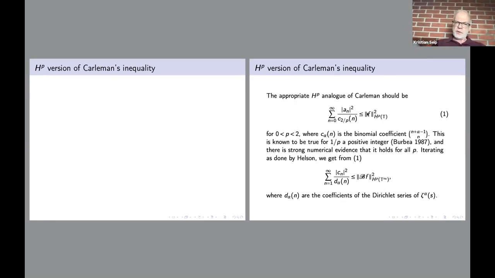It was proved by Bourbia in 1987 that when 1 over p is a positive integer, this inequality is indeed true. You can prove it by just working with the coefficients. But there is strong numerical evidence that it holds for all p. And now we come to the number theoretic part. You can then do the same as Helson did. You can iterate, and you will get a similar number theoretic inequality when you go to infinite dimension.